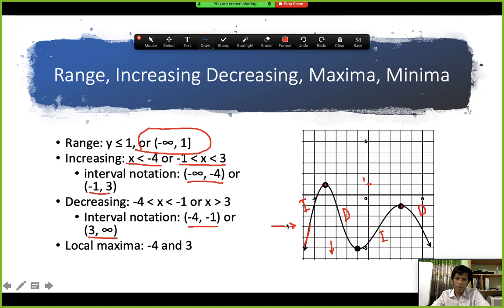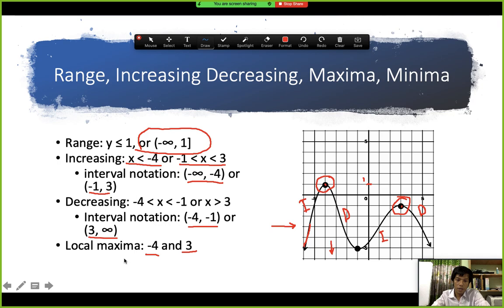Where is the local maximum? So you see in this graph, this point will have a local maximum, and this point will have a local maximum. And the question is where? So one is at minus 4, one is at 3. So if we ask where is the local maximum, local minimum, then you will say the x value.